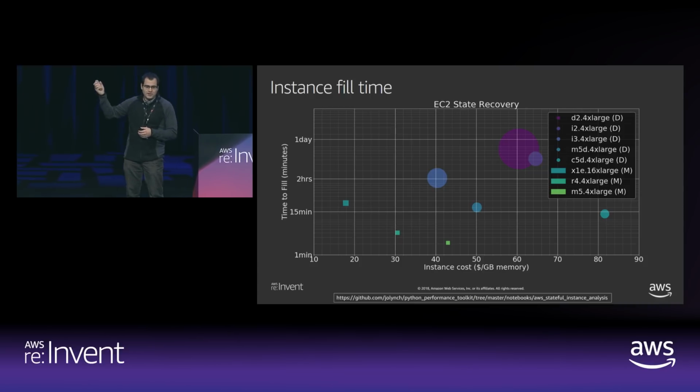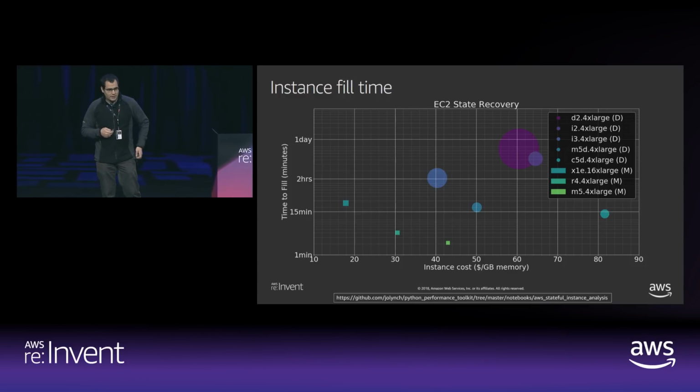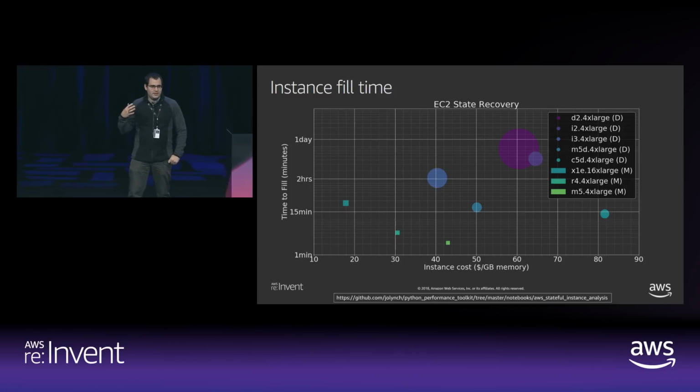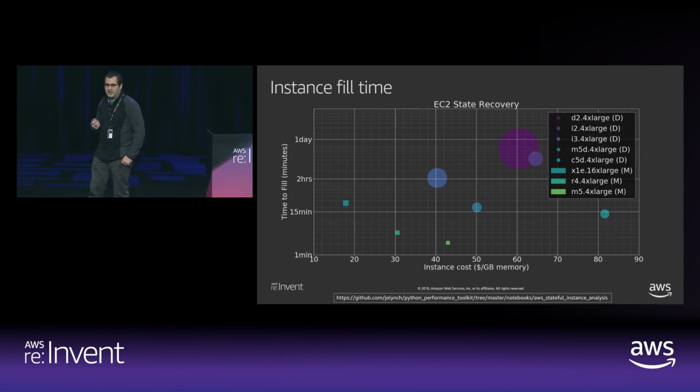And you can see that, for example, the C5D out there is quite expensive per gigabyte, because it's meant for compute, versus the X1E 16s, which are made for large in-memory data stores, are very cheap per gigabyte. And the size of these circles or squares corresponds to the cost per gigabyte stored. What I'm trying to show is that there are certain instances like D2. So the big purple blob are D2 instances, and they are very cheap per gigabyte. You can store a lot of data on them.